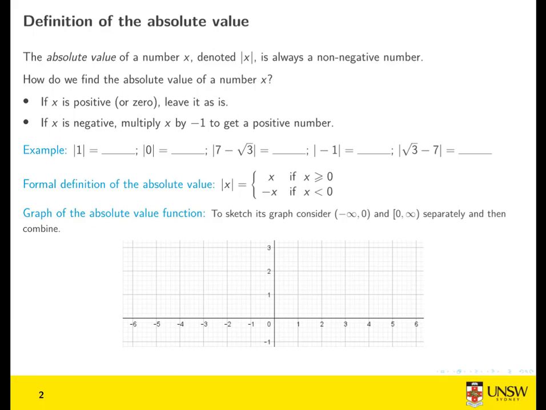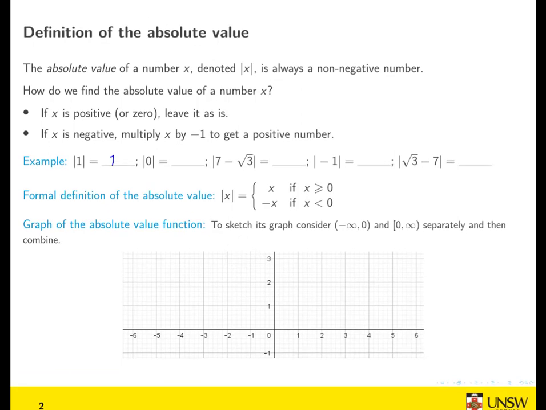Let's try. The absolute value of 1, well, we just follow the rule. That's the absolute value of a positive number. Leave the number as is, and we get 1. Absolute value of 0, same thing, the same rule says, don't do anything. Get 0. And then the absolute value of 7 minus square root of 3. It turns out that square root of 3 is equal to 1.7 roughly. So that's a positive number. The rule says the absolute value of a positive number is the number itself.